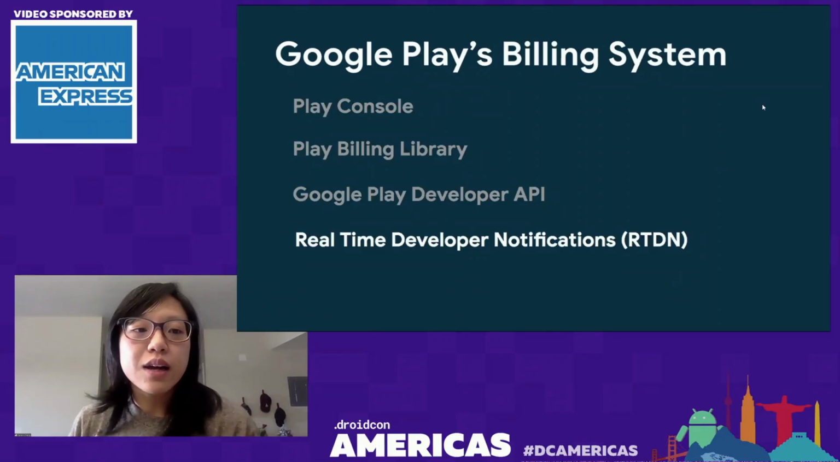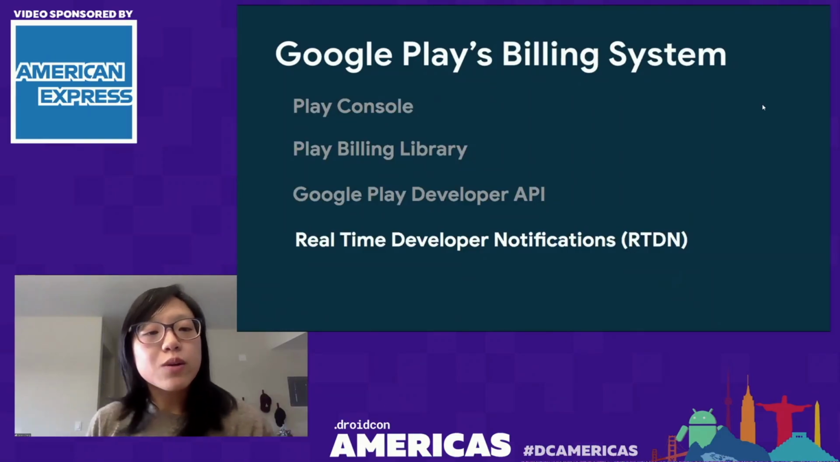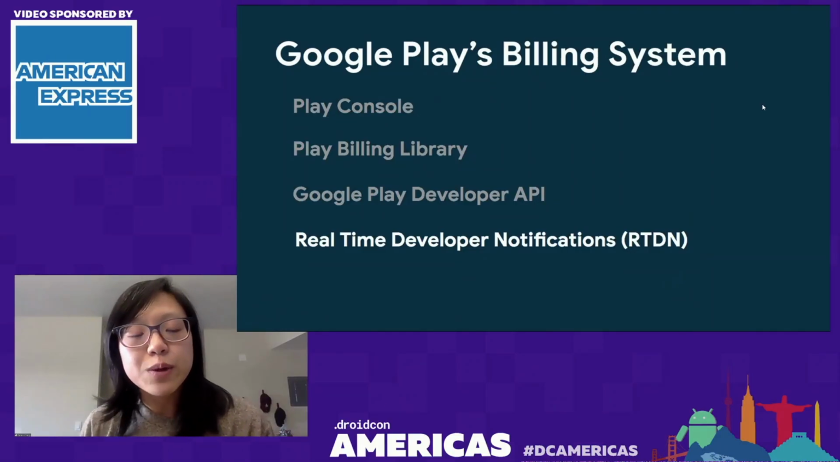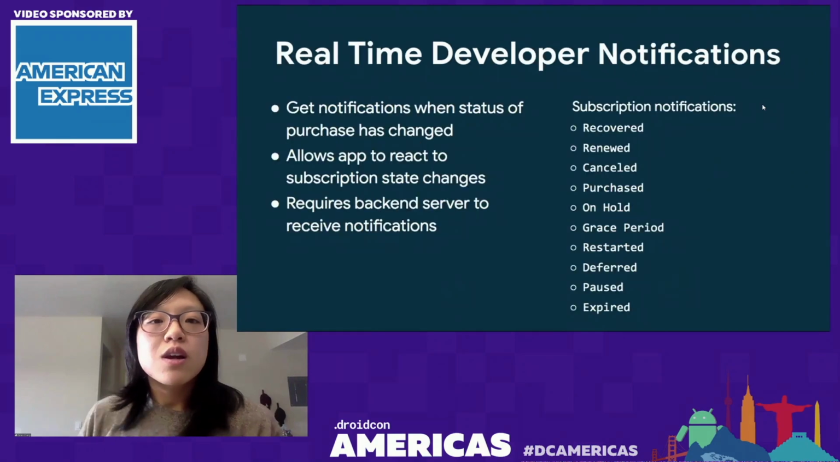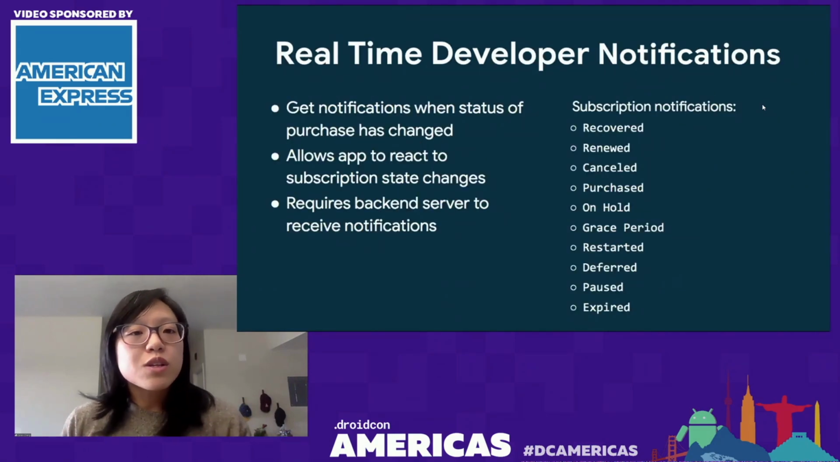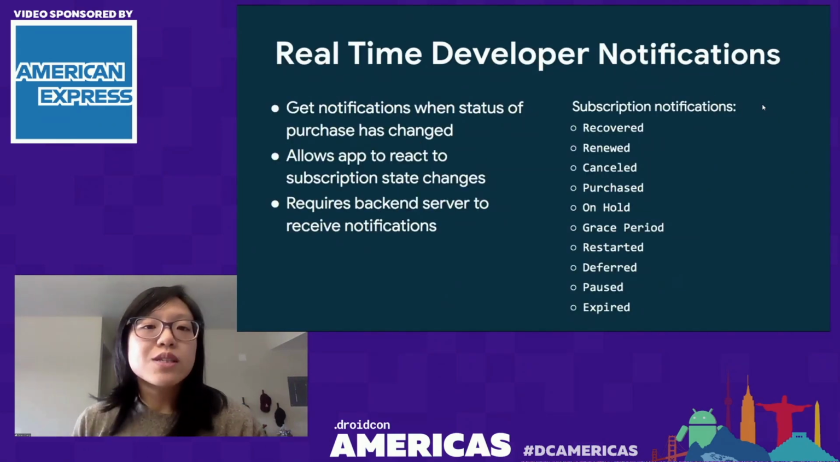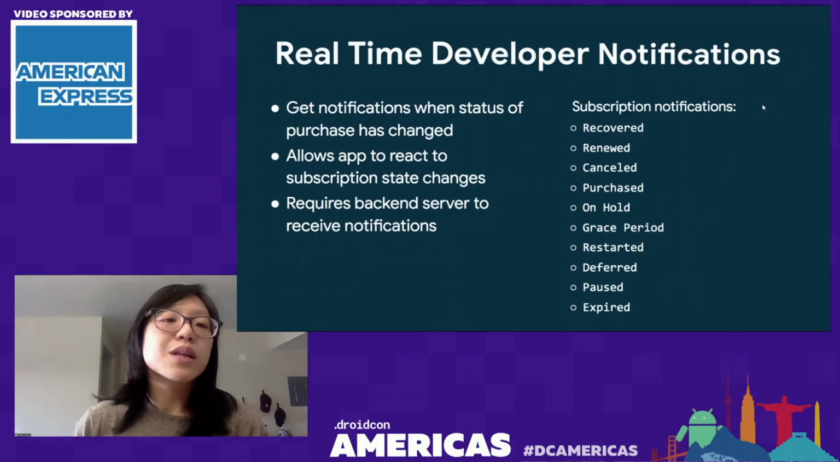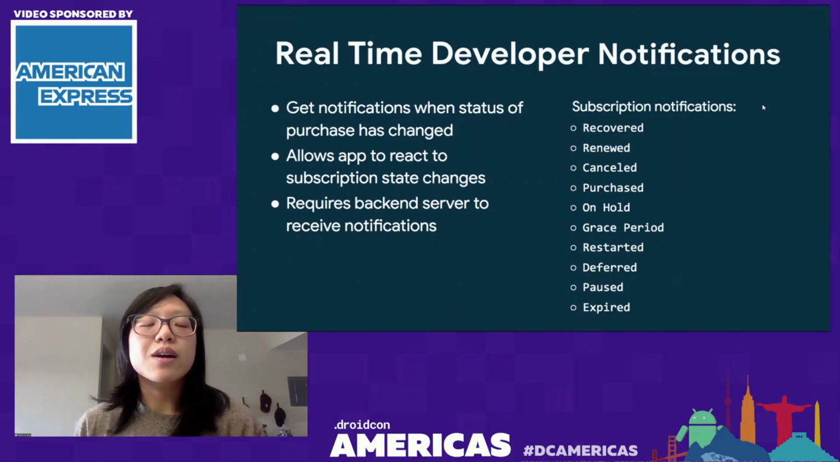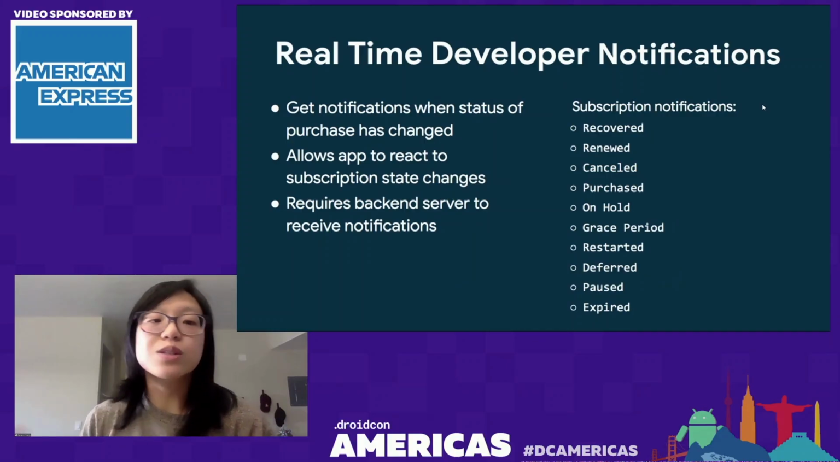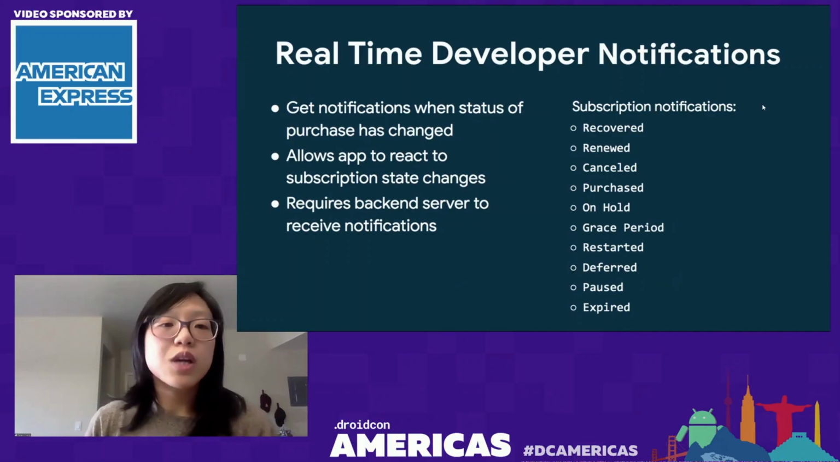The last thing that a lot of people don't quite utilize is something called real-time developer notifications. They are really useful because if you have this implemented in your backend, you get notifications immediately when the status of a subscription has changed. If you've worked a little bit with subscriptions in the Play Billing library, you're probably familiar that unlike one-time purchases, where the user either has a purchase or doesn't have a purchase, subscriptions are really complicated, right?